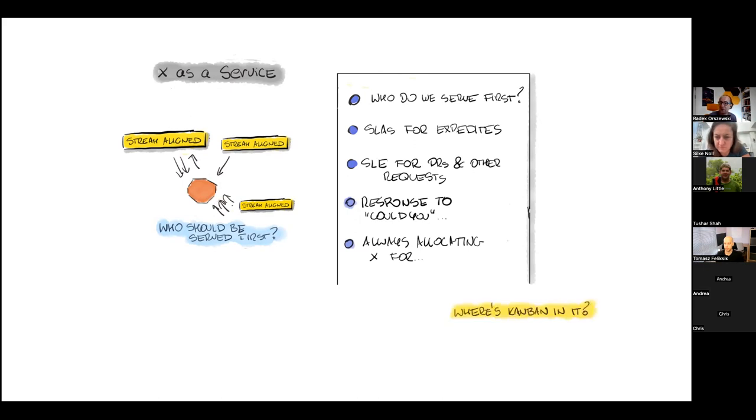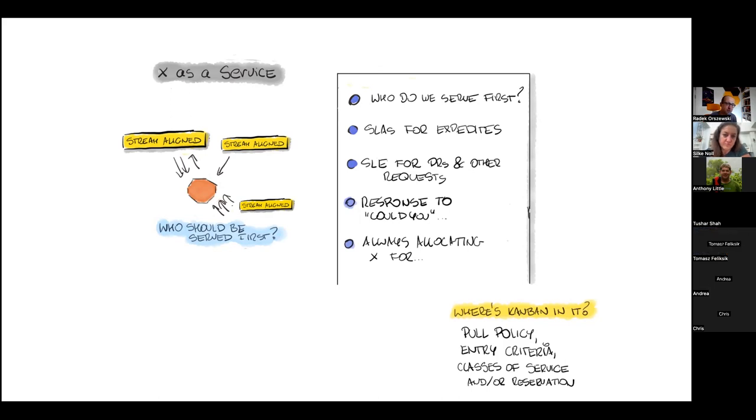So when I look at the team API from the Kanban perspective, I see pull policies there. I see entry criteria, like definition of readiness. I see classes of service. I see also classes of reservation there. Yeah, so this is what we should aim for.